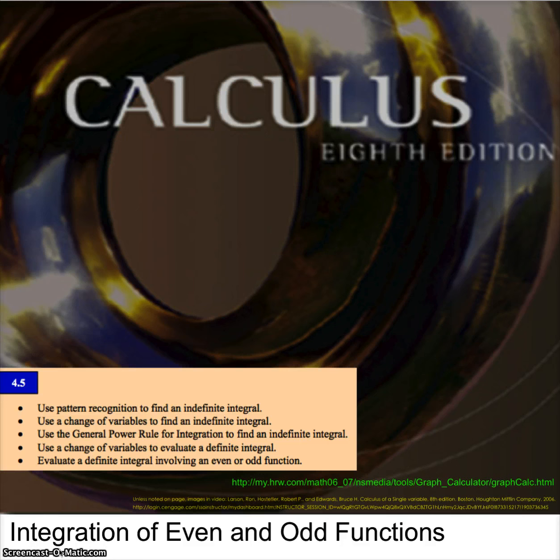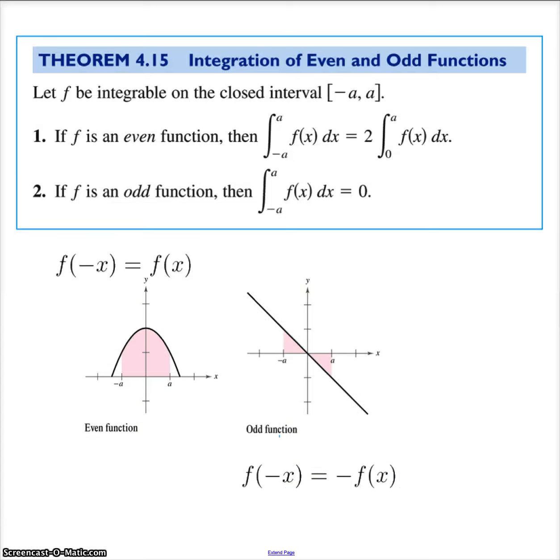Now, in order to integrate even and odd functions, we just have some ways of making your life a lot easier, and it has to do with the symmetry of the functions. Now, go on and write this down. Let f be integrable on the closed interval minus a to a, because it doesn't make any sense if it's not. If f is even, and you remember even, a function being even means if you put in negative x, you're going to get f at x. So if I evaluate it at any point, a or negative a, I'm going to get the same answer.